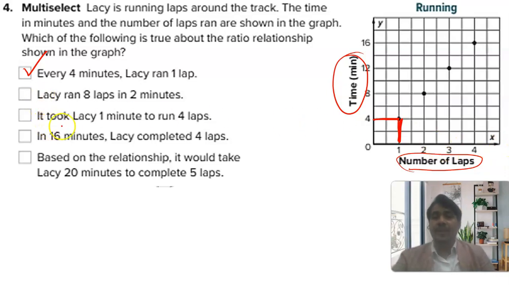This is wrong. It took Lucy 1 minute to run 4 laps. No, this is exactly the reverse of the first thing. It's a reverse, so this is incorrect.